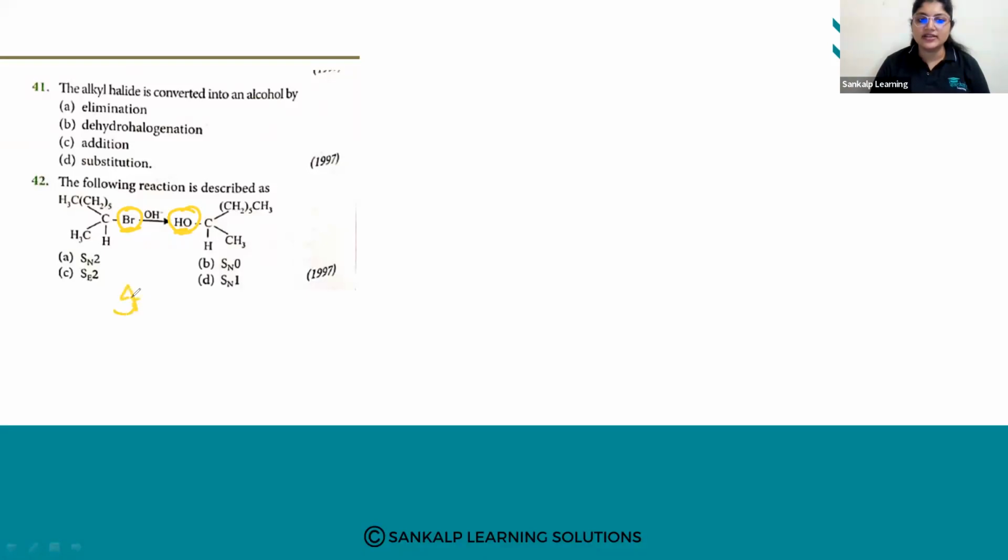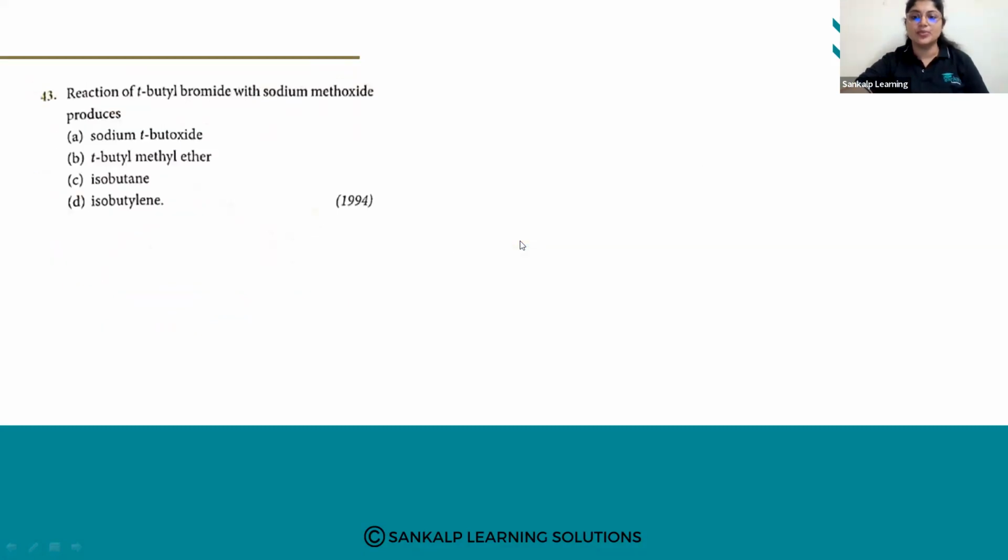Can you see an inversion there? Change in configuration is there, right? So you can see that the nucleophile has attacked from behind. So inversion of configuration is taking place, so there is an optical inversion. So it is an SN2 mechanism. Whenever you see inversion of configuration, that means it is undergoing an SN2 mechanism. Understood? So you have to check that. The configuration is very important.